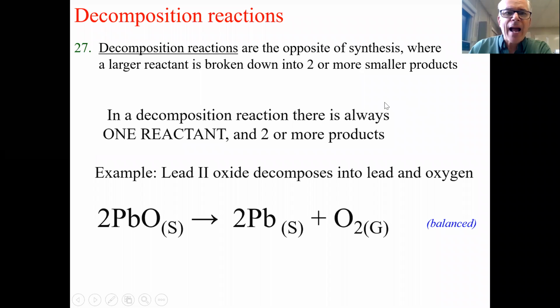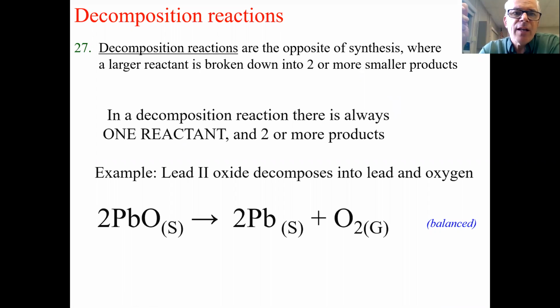Okay, kids, we're back. Chemical reactions class number 2. We're going to do what's called decomposition reactions. In a decomposition reaction, it's the opposite of synthesis. Synthesis, you build stuff up, small things become bigger. In this case, we're going to have one larger reactant, and it's going to break down into 2 or more smaller products. We always have one reactant. That's an easy way to recognize it.